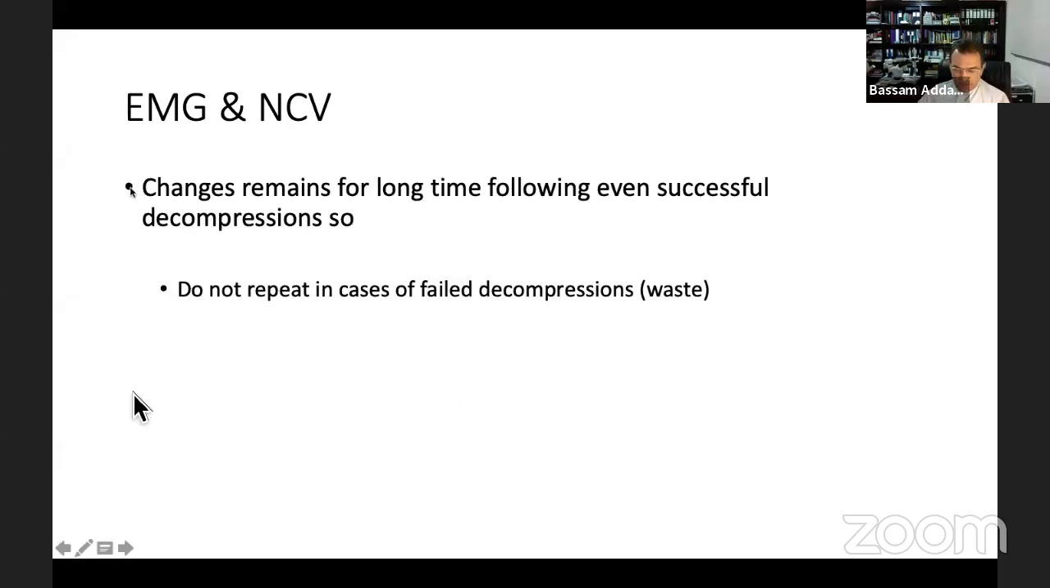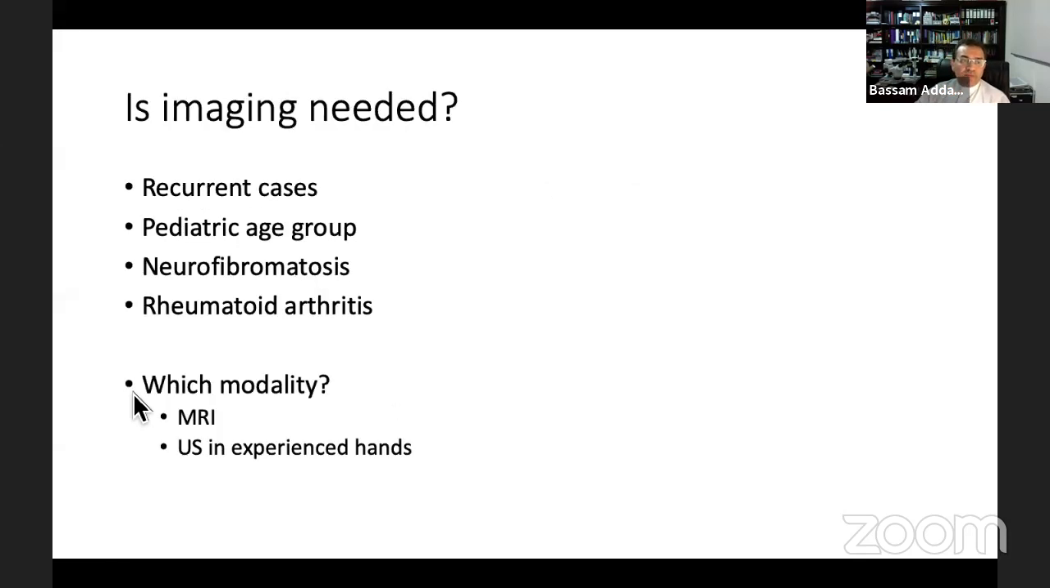Remember also that EMG changes remain for a long time following even successful decompression. So even after successful decompression, you'll have a positive EMG. So there is no point in cases of failed decompression to repeat the EMG because it will always be positive. It will not revert to normal for a long time, and they may never come back to normal.